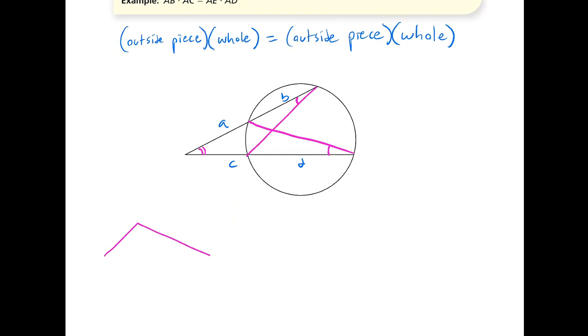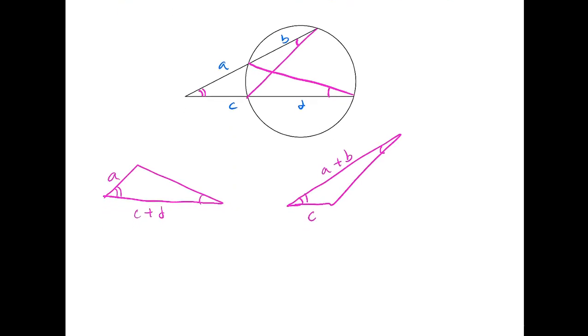So we have this triangle here that's A and C plus D being similar to this triangle here that's A plus B and C. If those two are similar, let's set up a proportion. Going from this triangle to this triangle, they're similar by AA. So A is to C as C plus D is to A plus B. Now cross multiplying, I get A times A plus B equals C times C plus D.